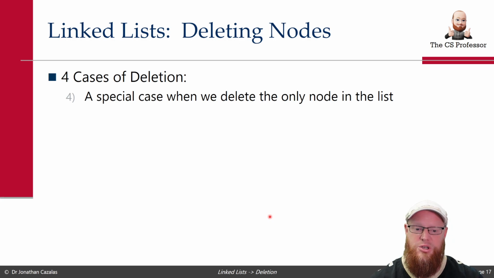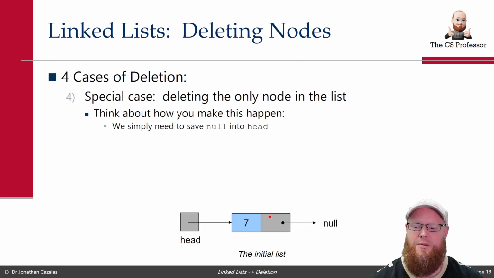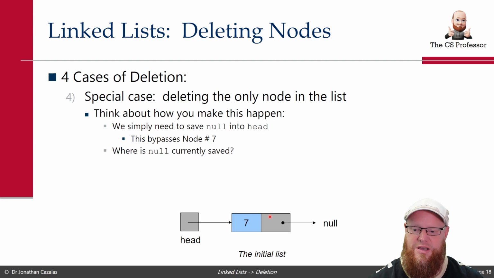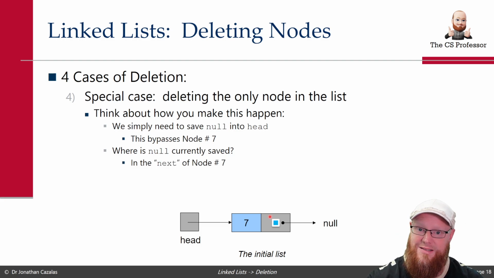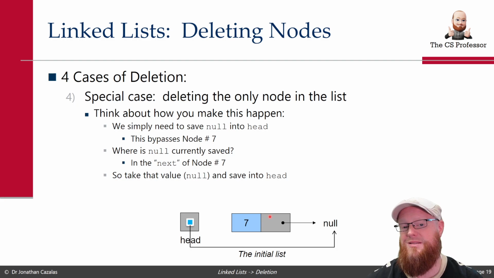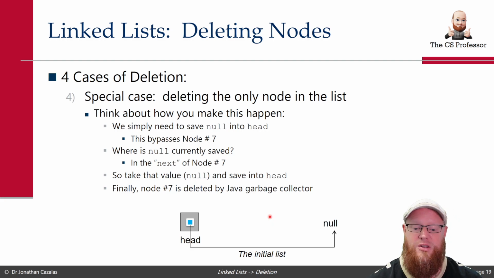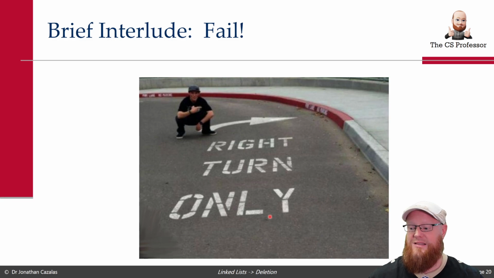Here's the final case of deletion, deleting the only node of the list. Once again, how do we make that happen? We need to save null into our head, bypassing that singular node here, node 7. Where is null saved? It's saved in the next of node 7. So we're going to take that null and save it into our head. The result is that head now points directly to null, and 7 will get deleted by the Java garbage collector. That's a quick time for a brief interlude, but we'll take it.